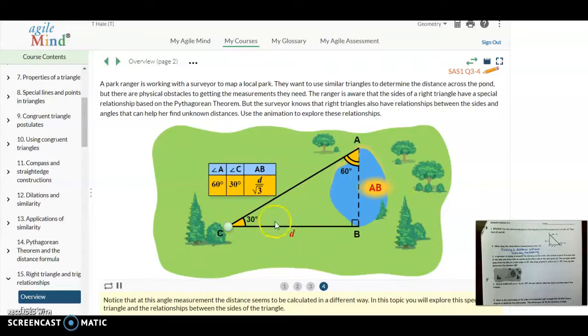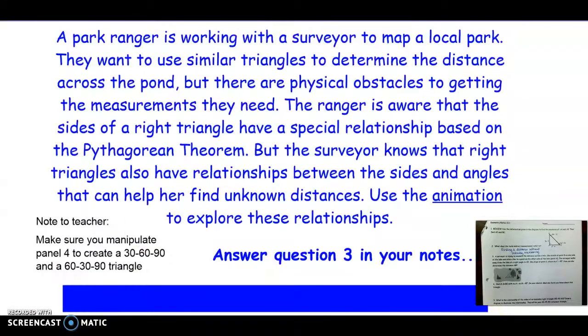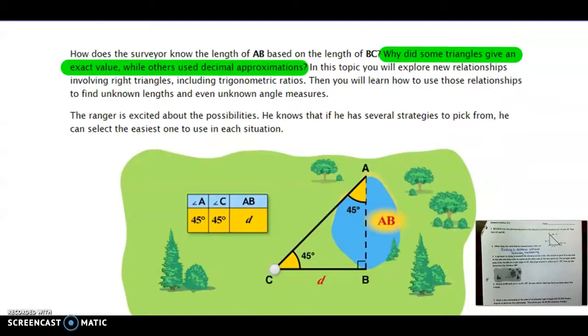And now we can see, oh, there seems to be a special relationship among the sides of that triangle. I could also make angle C 60 degrees, which is the same effect. It's still a 30, 60, 90 triangle, just like when this was 30 degrees. So that is our second special right triangle. We have a 45, 45, 90, and we have a 30, 60, 90. Those are the two special right triangles that we're going to be focusing on in this section.